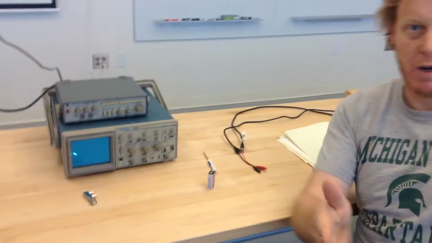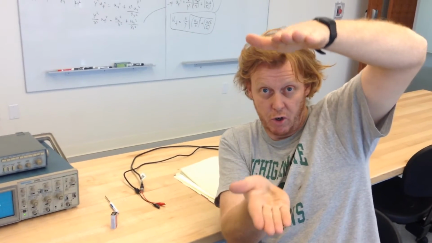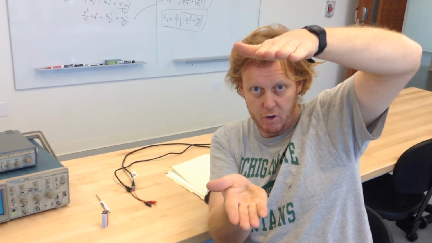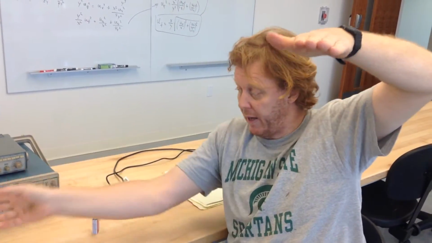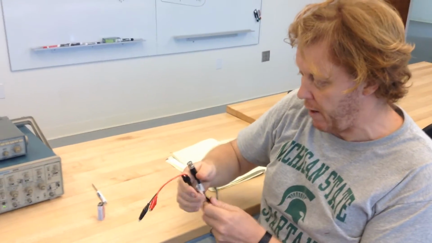Again, what's going on? It's the moral equivalent of what's going on for the horizontal deflection. There's 2 plates, the beam comes between 2 plates, and your signal of interest controls the voltage across these 2 plates, and you can deflect the electron beam up or down. Let's deflect the electron beam up or down with this 9-volt battery.